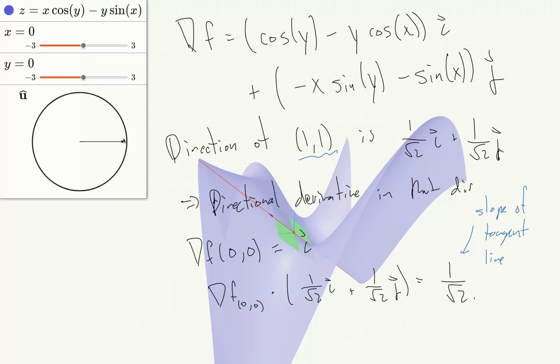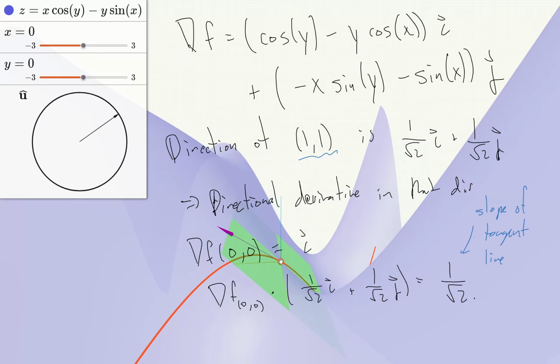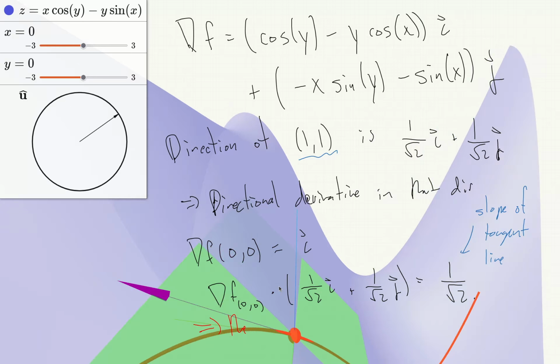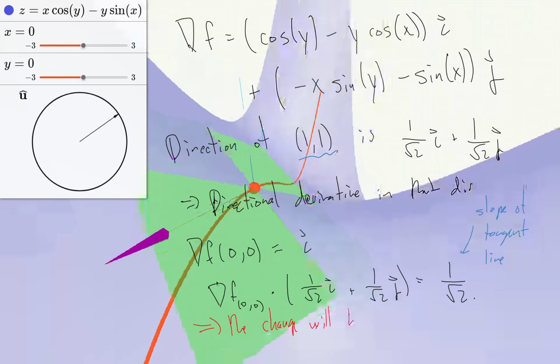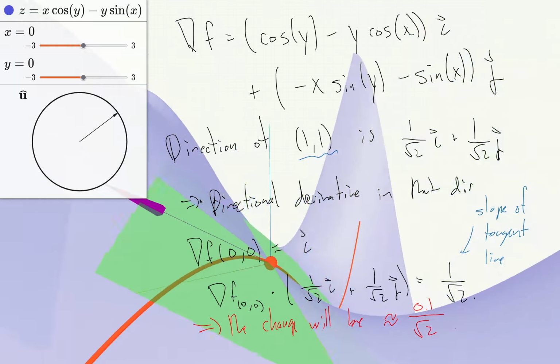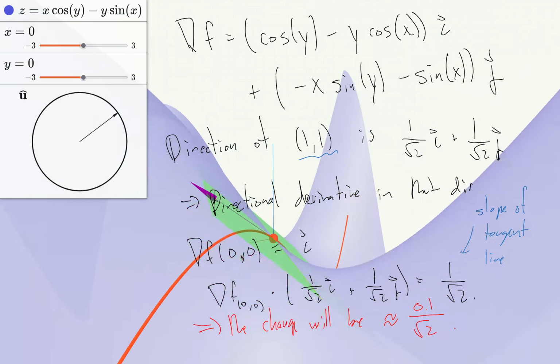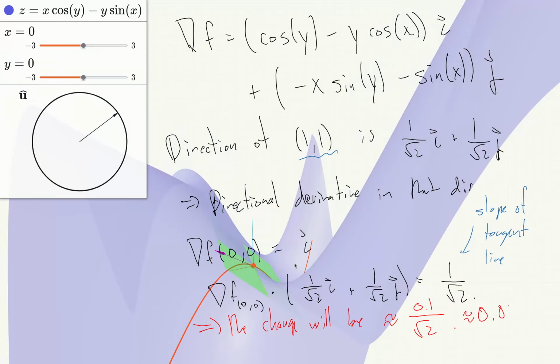And so we want to find the change in the function, we want to find the height as we go a certain distance along this. So the change will be approximately 0.1/√2, which more explicitly is about 0.0707.